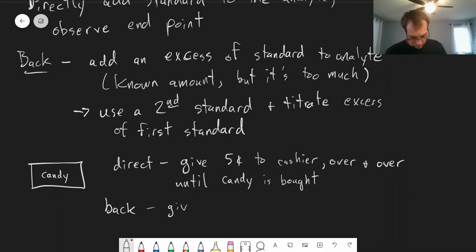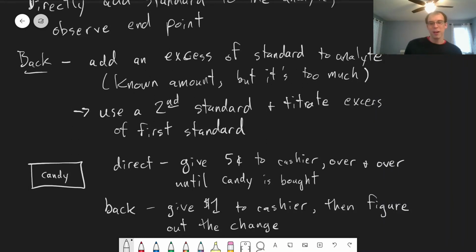So maybe we give $1. We know $1, a candy bar will cost less than $1. We don't know how much less. So we give $1 to the cashier. Then figure out how much change we get. So in the example where the candy bar costs 75 cents, if we give the cashier $1, we notice that we get 25 cents back as our change. That tells us that the candy bar costs 75 cents because we know that we didn't get that back when the cashier gave us our money back.